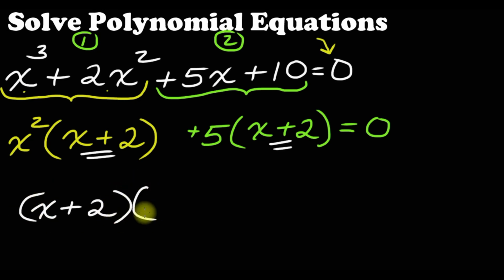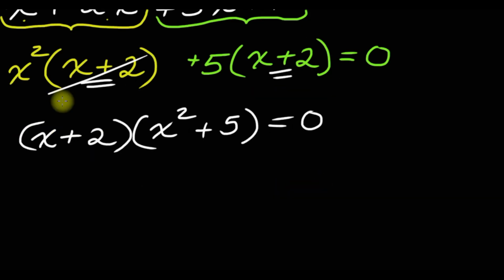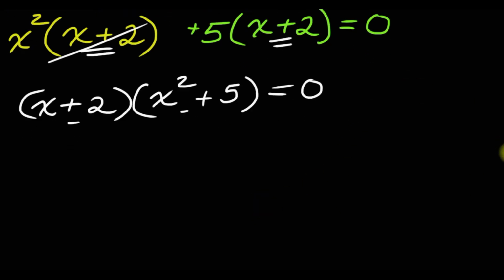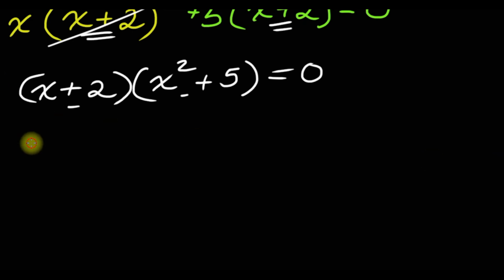And then when you pull it out, you have x squared left over, and then plus 5. So these are the 2 factors of the original polynomial. And then the last thing we have to do is set each factor equal to 0 and then solve for x. Here you have x plus 2 equals 0.